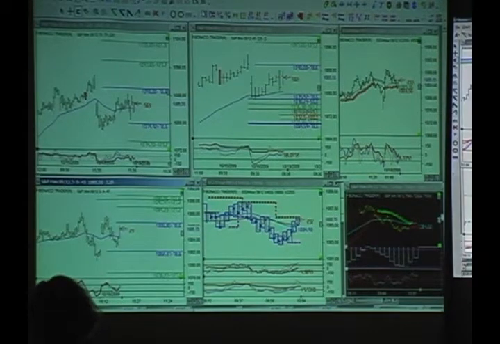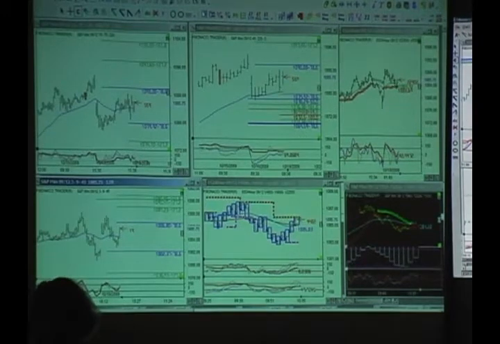All right, so our Canadian thing is it ain't happening, and there was your warning. The 15-minute 50 CCI failed to penetrate above plus 100.